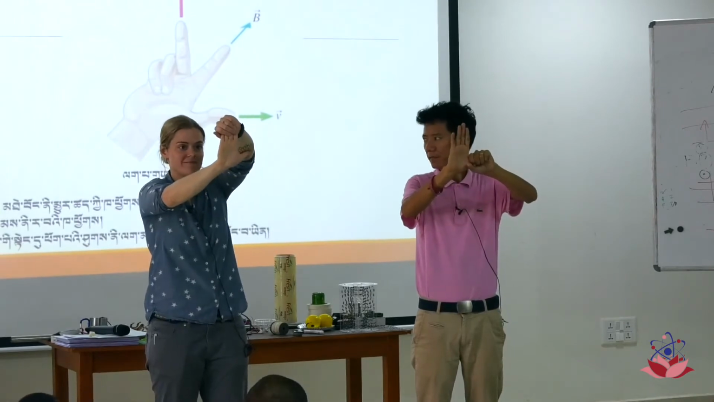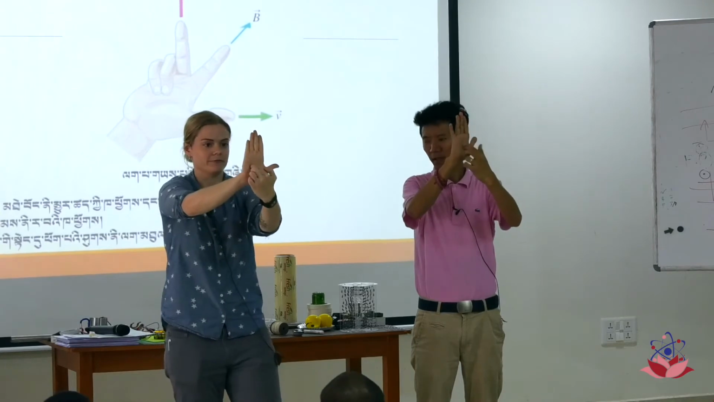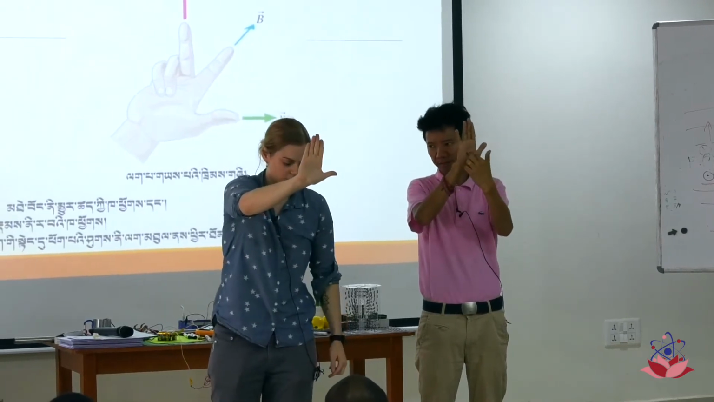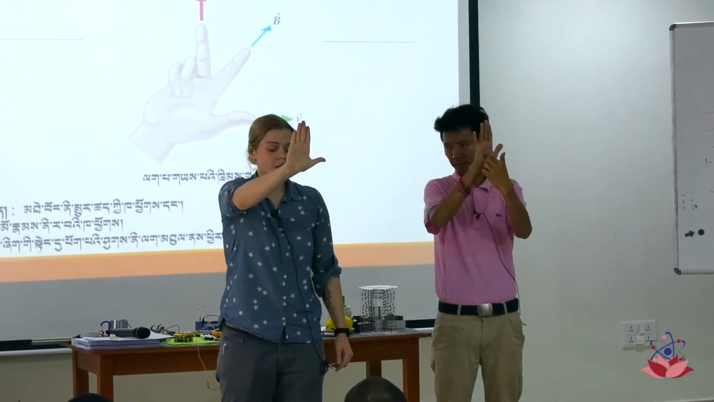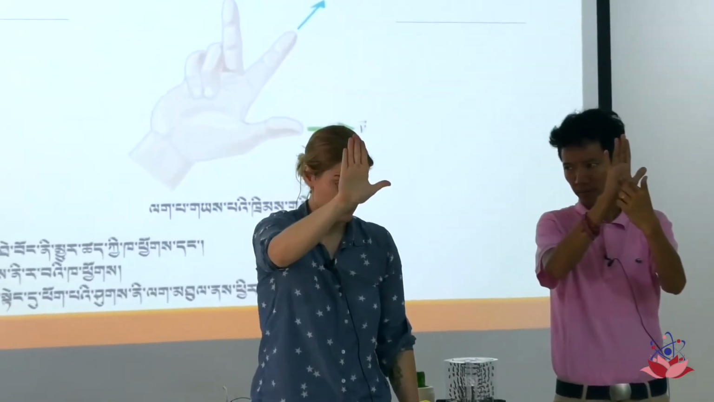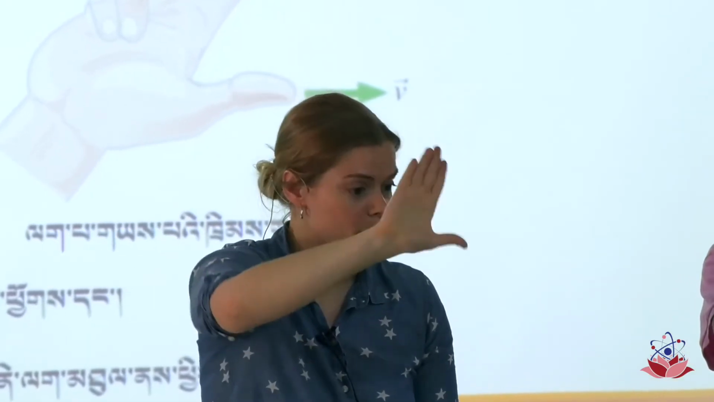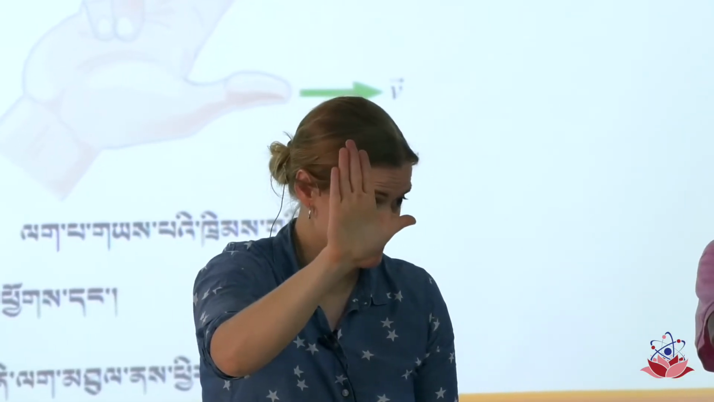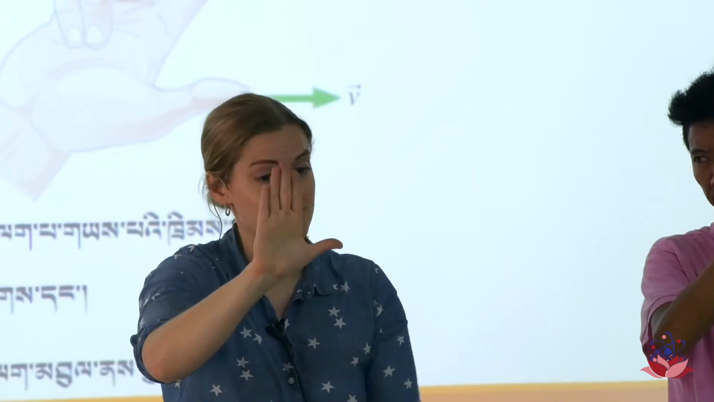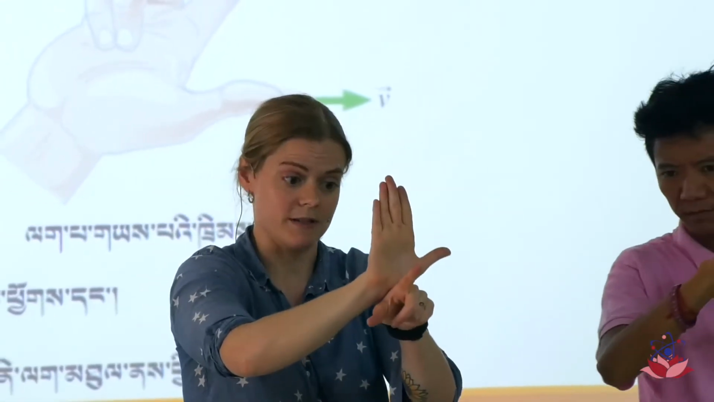This is V. This is B. And this is F. Okay, so this illustrated the importance of the order. If we switch B and V, we actually get the opposite answer of what we should get. So the order of V and B matters. So V is this one, B is this one, and the force is this one.